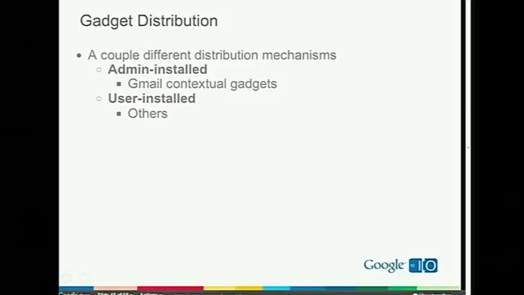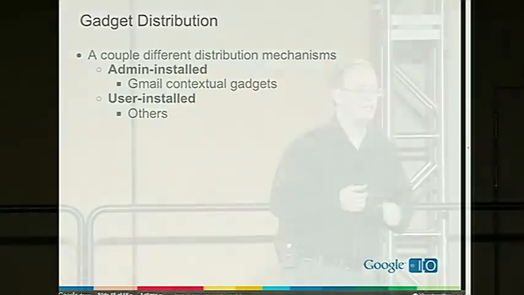OK, now you may wonder how these gadgets are distributed. There are two different types of gadgets for marketplace apps. The first one is admin-installed gadgets. With a Gmail contextual gadget, on the same page where you grant access to things like the calendar and the contacts, the administrator can also approve installing this contextual gadget to have access to the email.